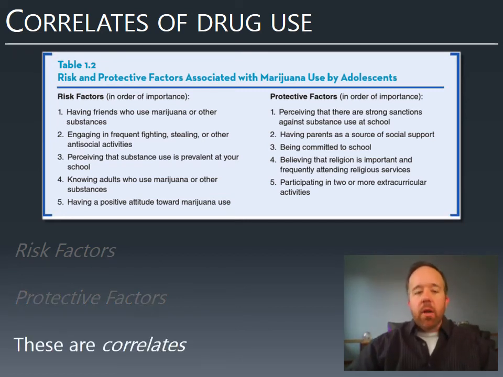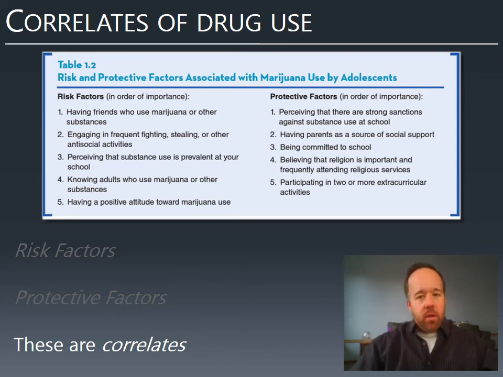And some of these are not surprising. So having people around you who use marijuana, for example, makes one more likely to use it. And having extracurricular activities and being heavily participatory in school or religious activities, these are protective factors. You're less likely to be a marijuana user if these are true of your life.